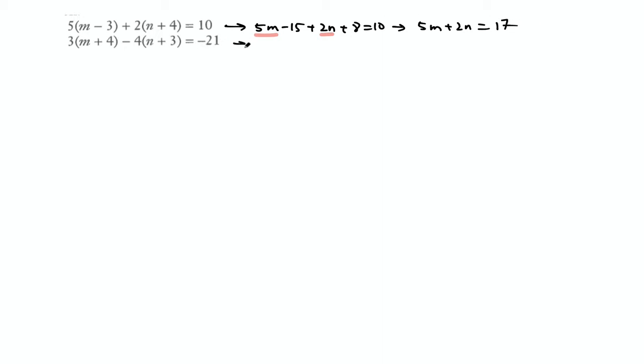The second equation here, expanding everything out, you get this. Okay, here these are the variables, so we just leave that here. And then 12 minus 12 will cancel out, so you just get minus 21 left over.